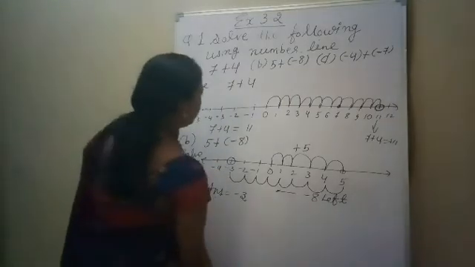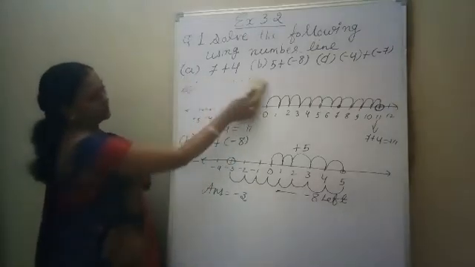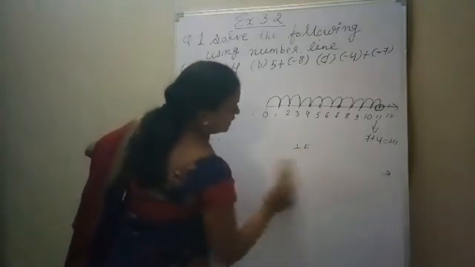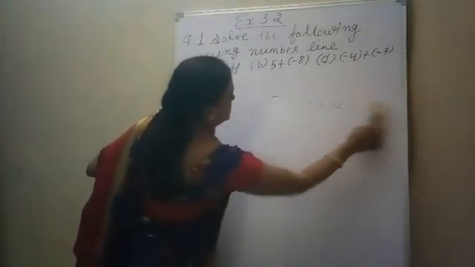Now A and B parts are over, then the C part. In the C part, it is minus 4 and minus 7. Both the numbers are negative numbers.